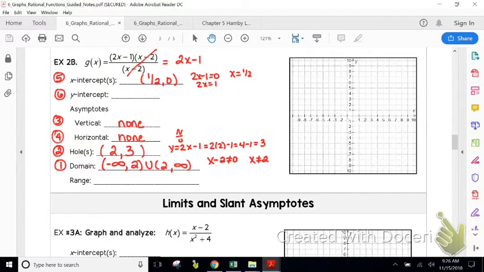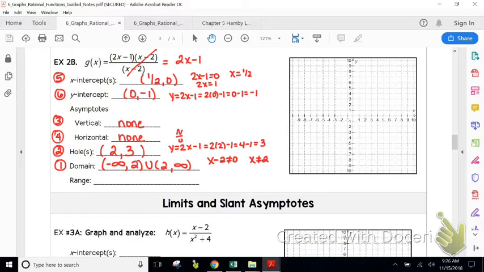And then my y-intercept, how did we find it? X equals 0. So we got y equals 2x minus 1. We're going to plug in x is 0. So 2 times 0 minus 1. So we have a y-intercept at 0 comma negative 1.